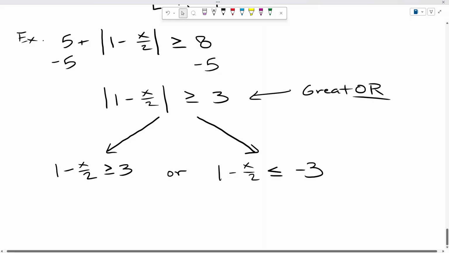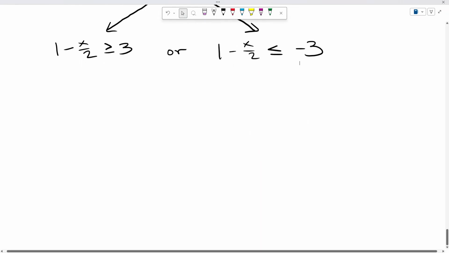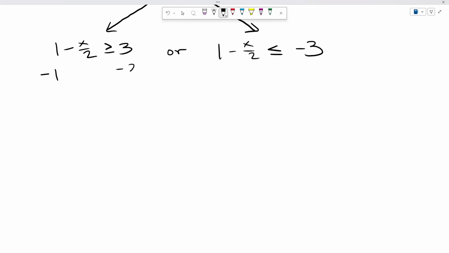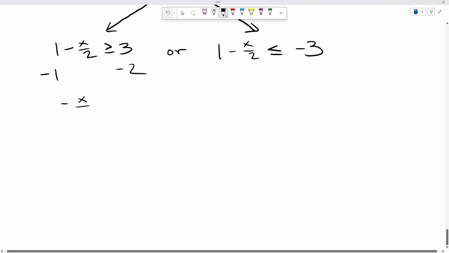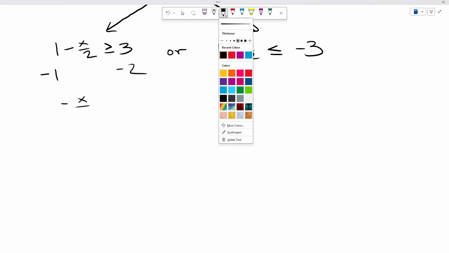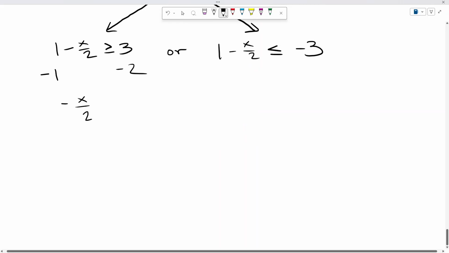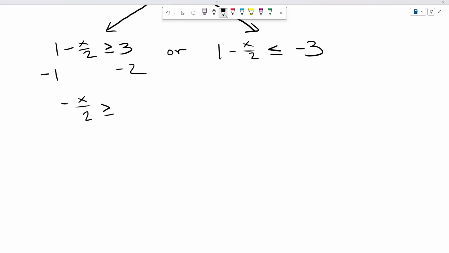All right, so now if we actually solve for x, let's subtract the 1 over. So we'll have negative x over 2 greater than or equal to, oops, sorry, that should be a 1. So greater than or equal to 2. Too much. Negative x over 2 greater than or equal to, this is a -1, so this is 2. Apologies for that.